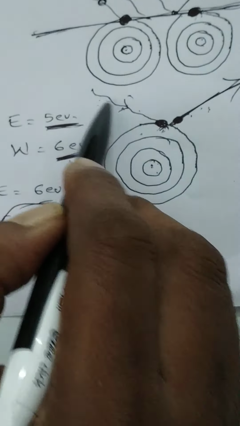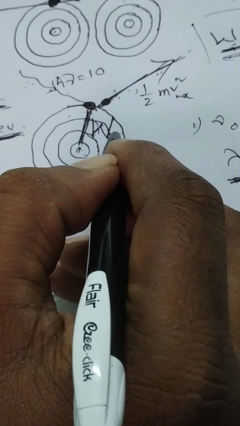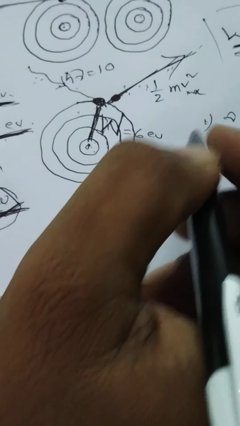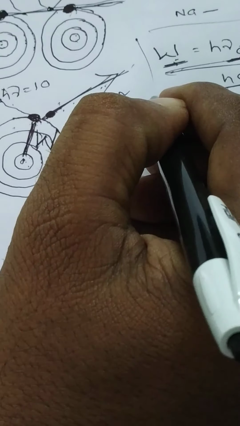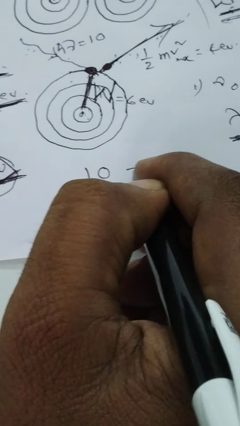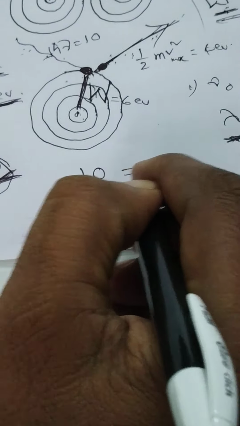Here, the energy of the incident photon is equal to h nu, and the energy needed to just remove the electron from the photometal is called the work function W. Kinetic energy of the photoelectron is equal to half m v square, or half m v maximum square, the maximum kinetic energy. Here, h nu is equal to 10 eV, W is equal to 6 eV, and half m v maximum square is equal to 4 eV. Total energy 10 is utilized in two ways, 6 plus 4.